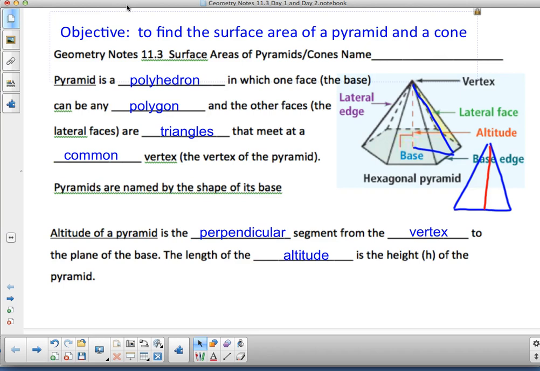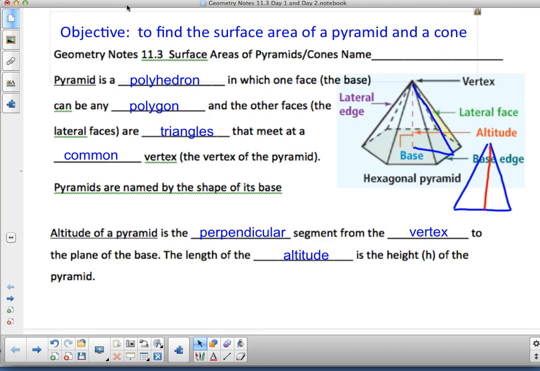Familiarize yourself with the diagram. Notice where the vertex is. The vertex is the sharp pointy thing opposite the base. And some people go, well, how do you know it's a pyramid? If you sat on that, you'd get the point. It's a pyramid. Okay? Lateral edge is the edge where two lateral faces meet.